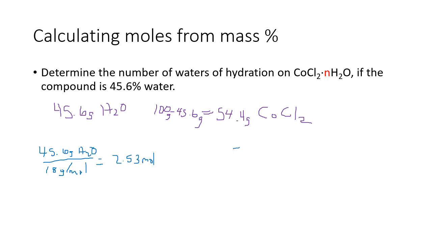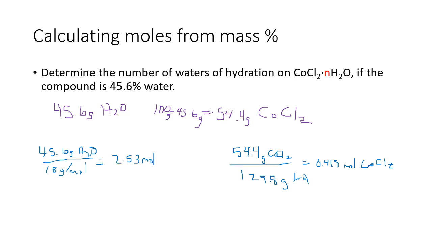All right, then over here, we're going to take our 54.4 grams of cobalt chloride, and we're going to divide by its molar mass of 129.8 grams per mole. And when we do that, we get 0.419 moles of cobalt chloride. And specifically, this is cobalt-2 chloride. I'm being a little bit lazy here, but I'm going to state that now.